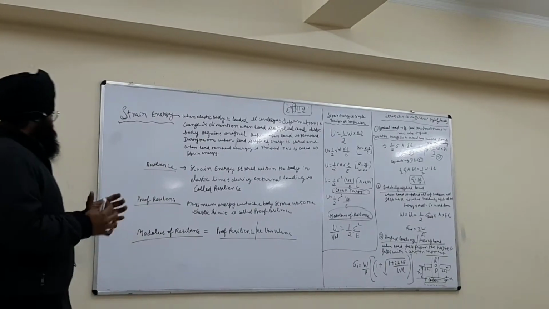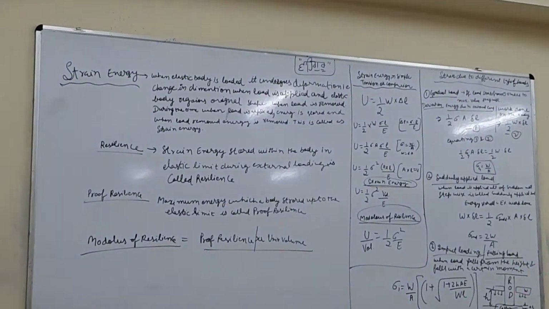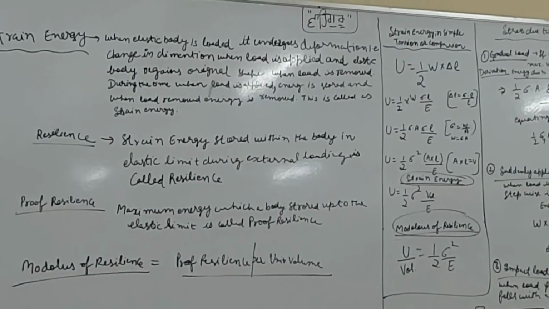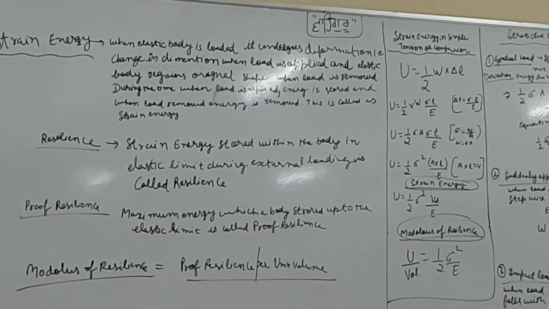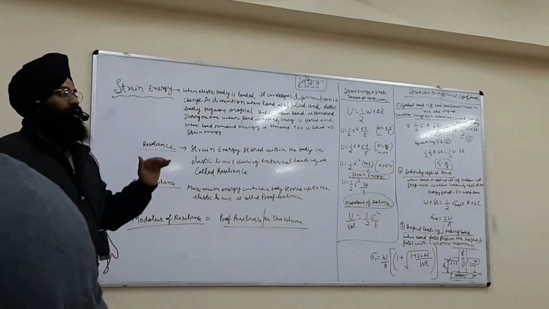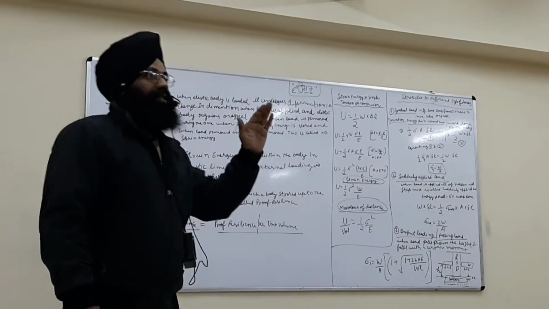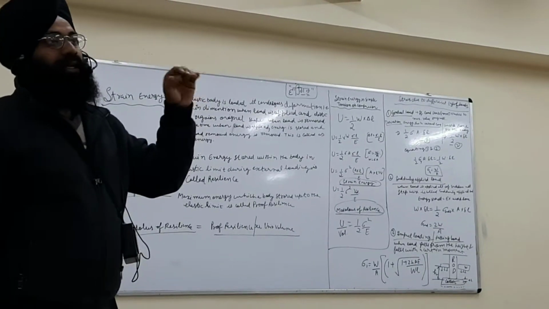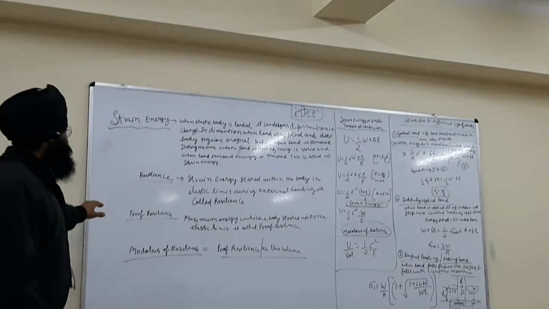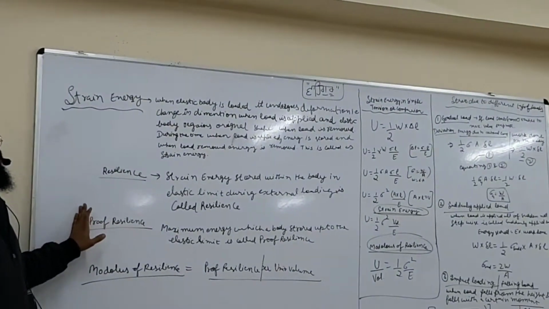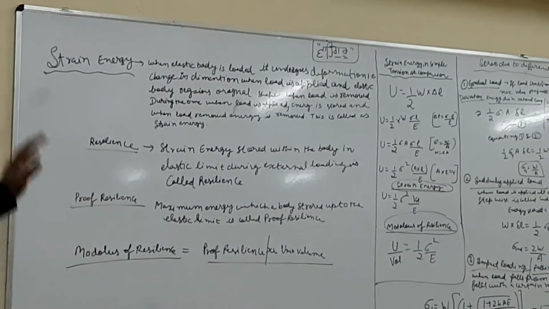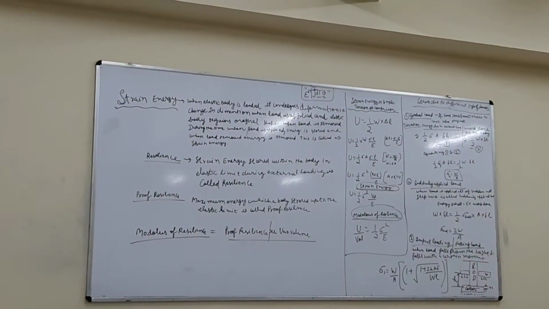Okay. Next point. What is resilience? Strain energy stored within the body within the elastic limit when the external loading is applied is called the resilience. The maximum energy stored in the elastic range, when the external loading gives the maximum stress value, is the proof resilience. When proof resilience is divided by volume, we get the modulus of resilience. We'll do the derivation for the same.